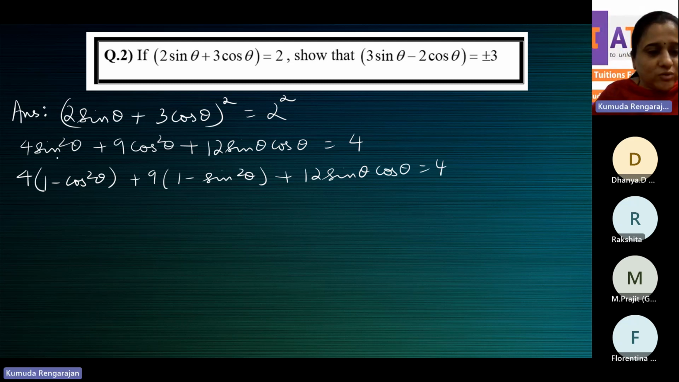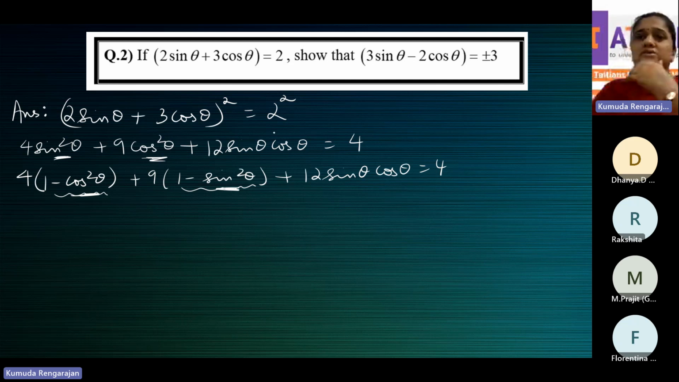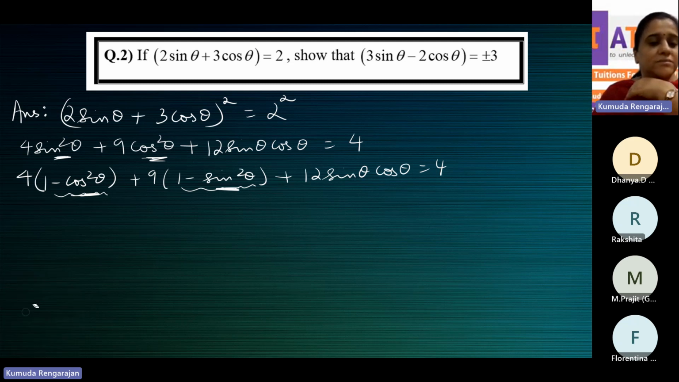You must replace the sine square theta with 1 minus cos square theta and cos square theta with 1 minus sine square theta, identically. That's it. Now the coefficients will get exchanged, because for sine you have used cos and here for cos you have used sine. So the coefficients will now be exchanged. That's all. You must just write down what is given and square that on both the sides.